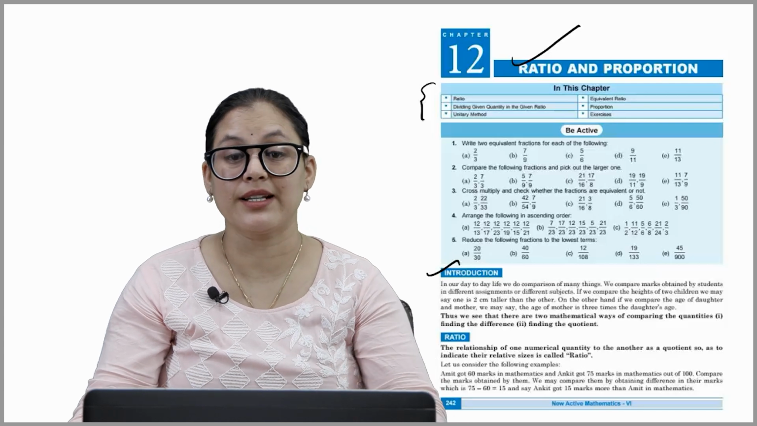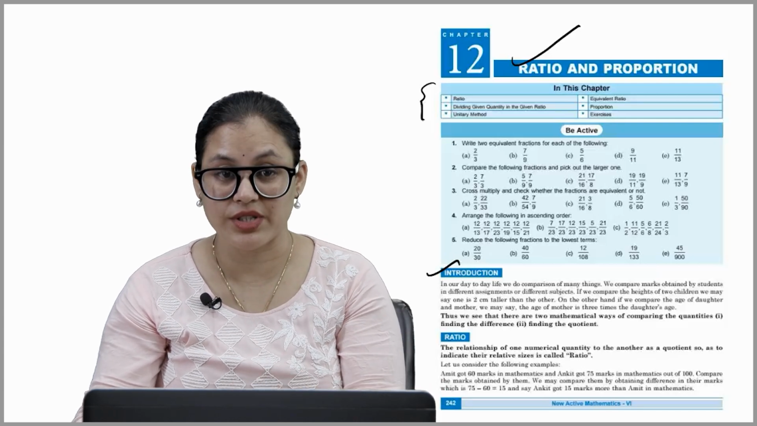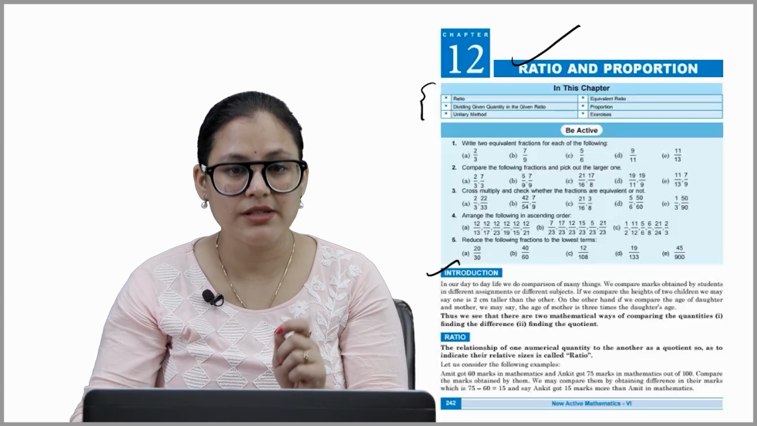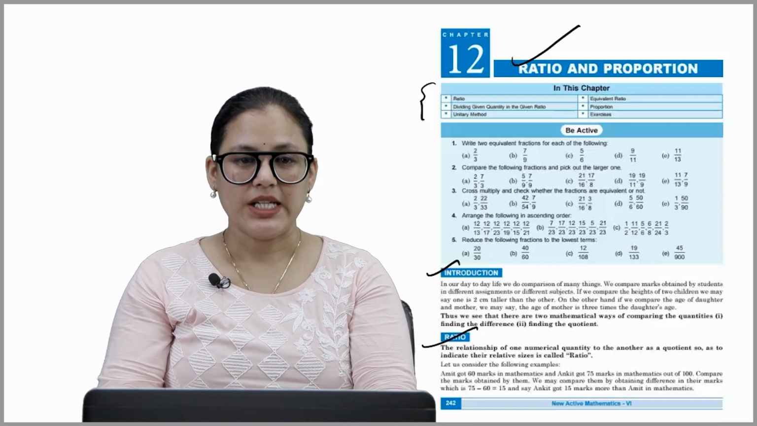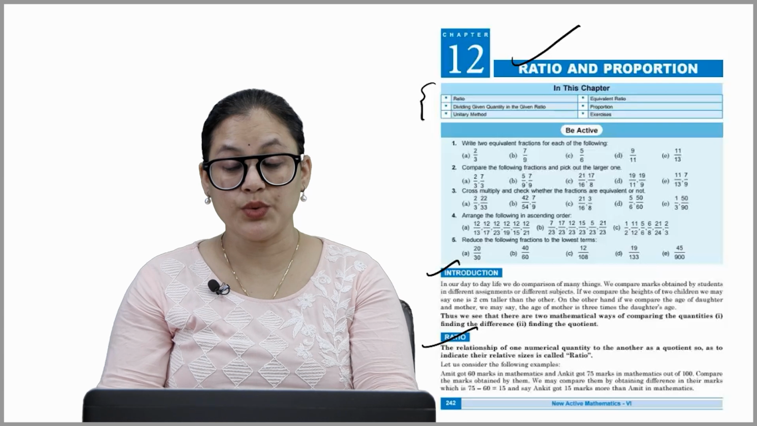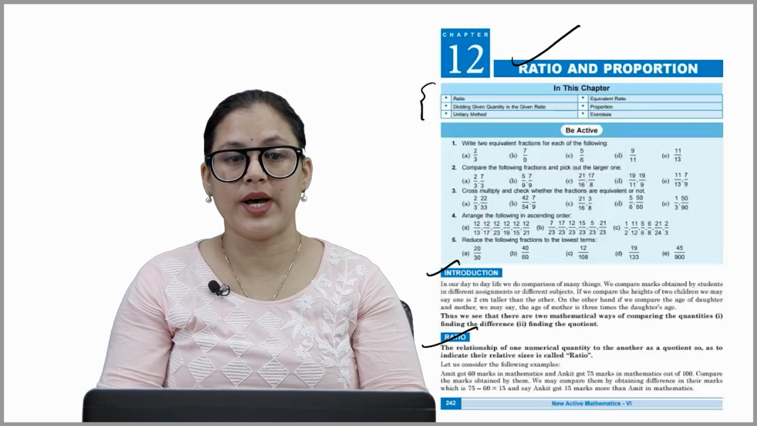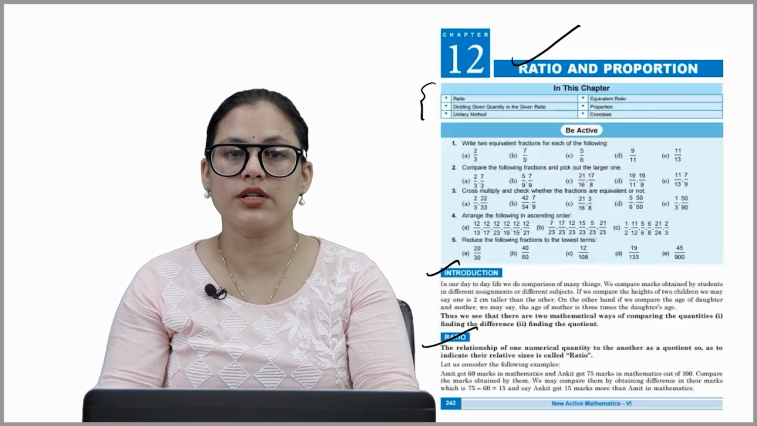Thus, we see that there are 2 mathematical ways of comparing quantities. One, finding the difference. Two, finding the quotient. Ratio: the relationship of one numerical quantity to another as a quotient so as to indicate their relative sizes is called a ratio.